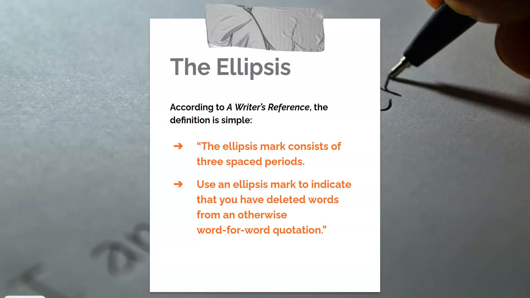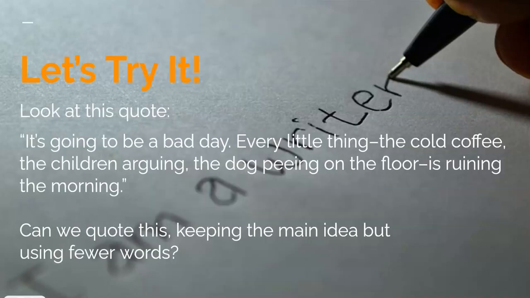Use an ellipsis mark to indicate that you have deleted words from an otherwise word-for-word quotation. So let's try that. Look at this quote, which is completely made up for our purposes today. It's going to be a bad day. Every little thing, the cold coffee, the children arguing, the dog peeing on the floor, is ruining the morning.